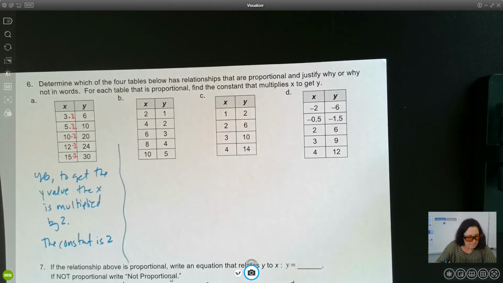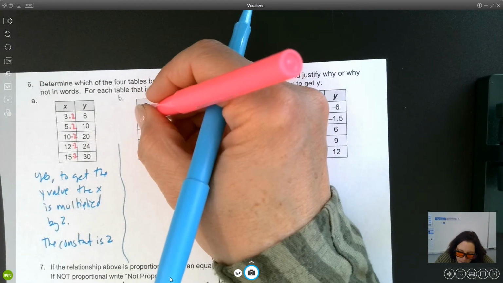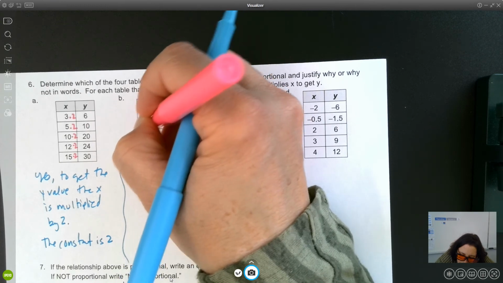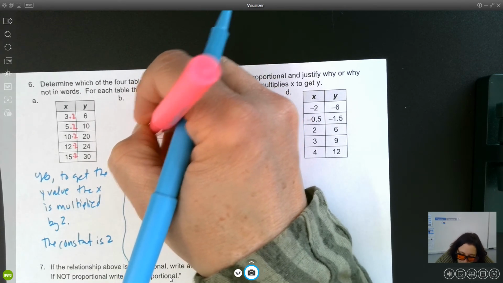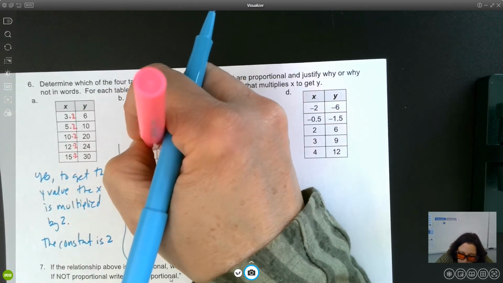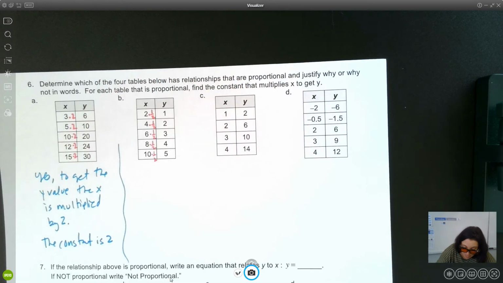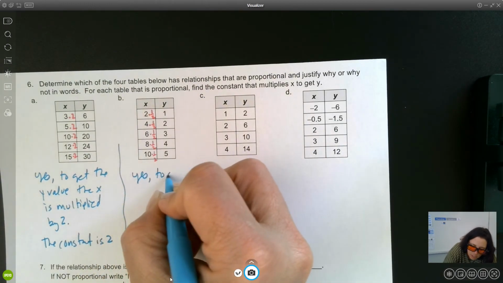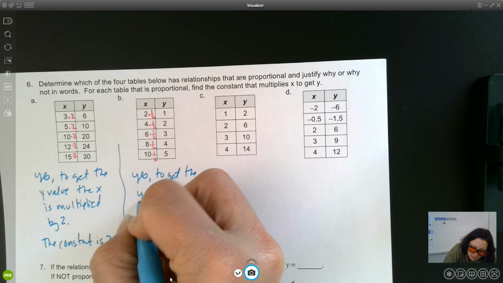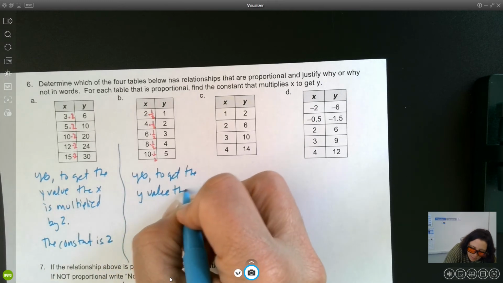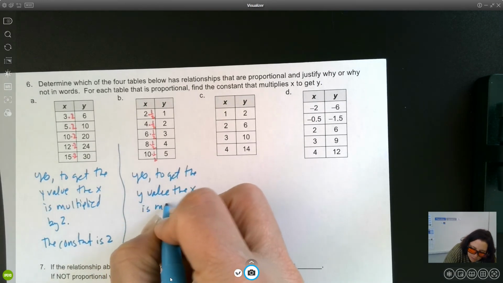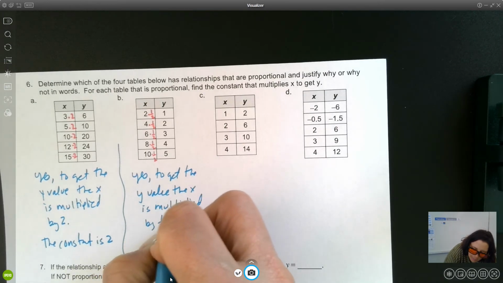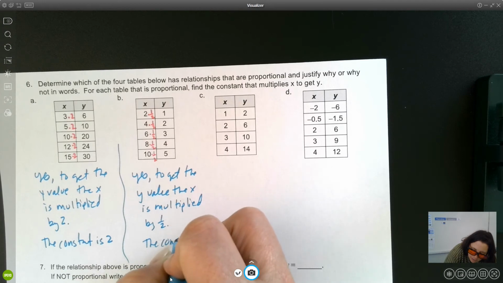Okay, let's look at this guy. What multiplies 2 to get 1? 1/2. 1/2, 1/2, 1/2, and 1/2. Yes, this is proportional. To get the y value, the x is multiplied by 1/2. The constant is 1/2.